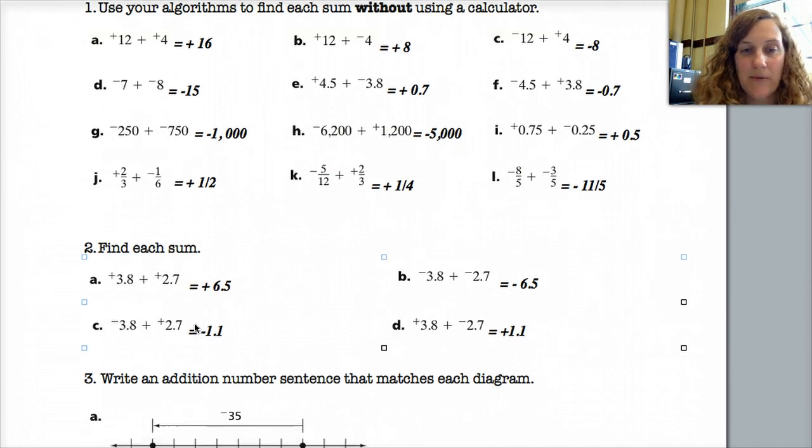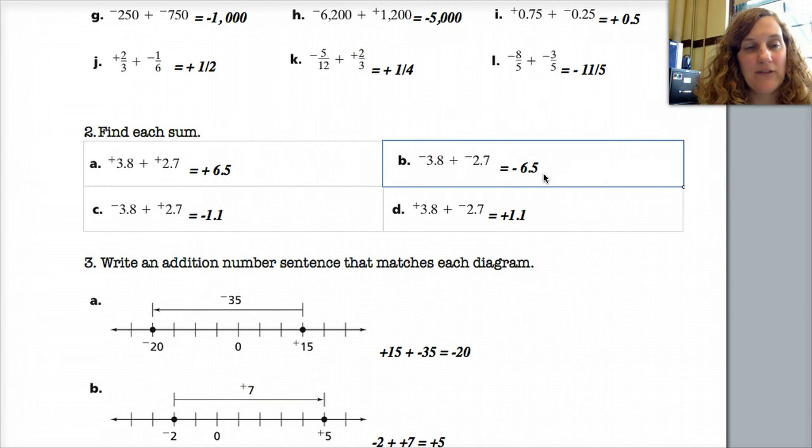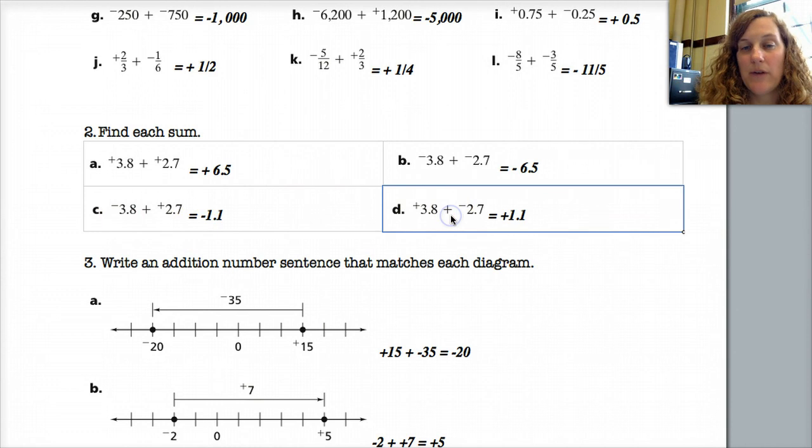Finding each sum, same thing here, only we're using decimals, but it's the same idea. Positive 3.8 plus positive 2.7, you get a positive 6.5. Negative and negative, you just add and take the sign, so it's a negative 6.5. Here you have opposite signs, so you subtract. 3.8 minus 2.7, you get 1.1. The larger value is negative, so it's negative 1.1. Here's the same problem, but the larger number is positive, so you get positive 1.1.